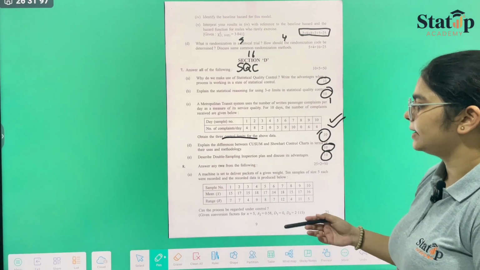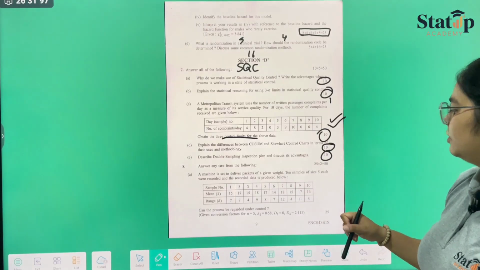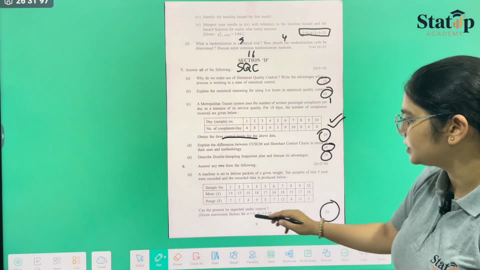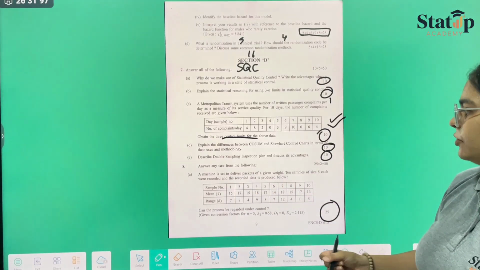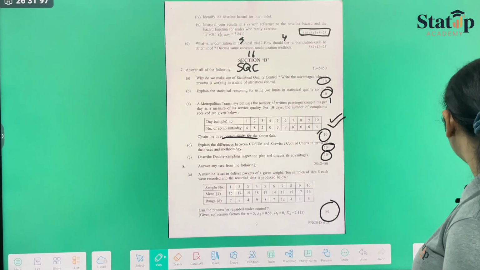Now question number 8A. A machine is set to deliver. This was of 25 marks. It was X bar and R chart. You had to draw here. So it was that one.